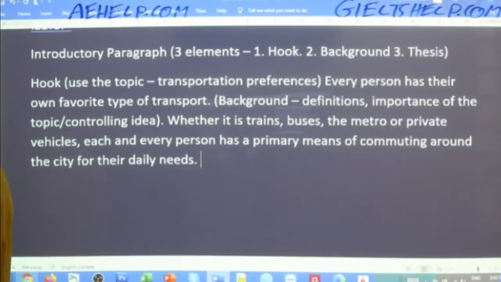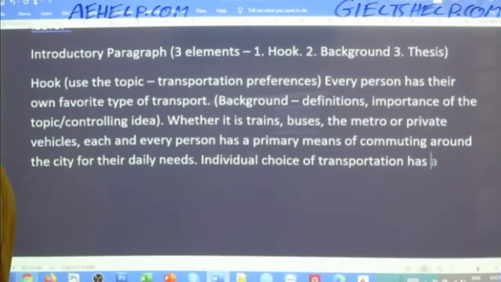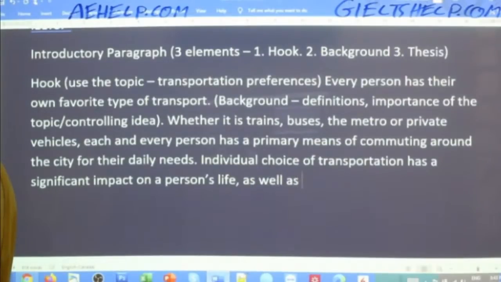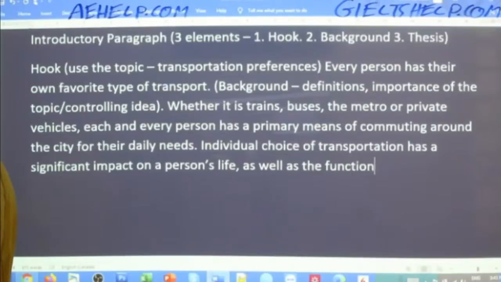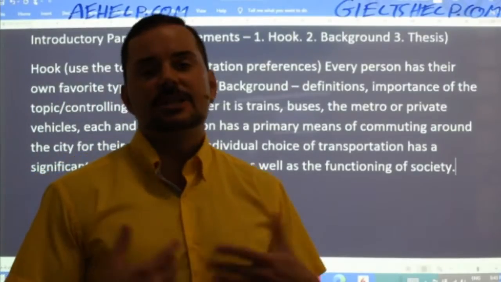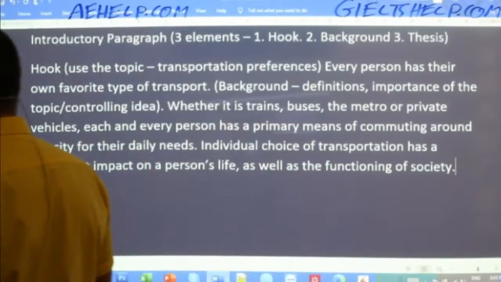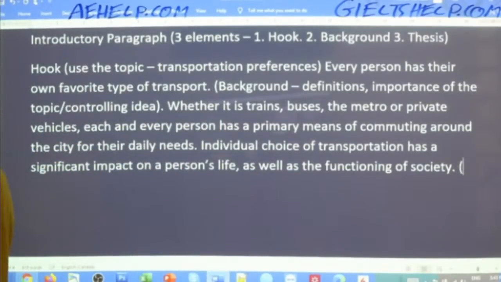So individual choice of transportation has a significant impact on a person's life as well as the functioning of society, right? How many roads we build, how many public transportation methods we build, all of that is interconnected with our preferences in travel, right?